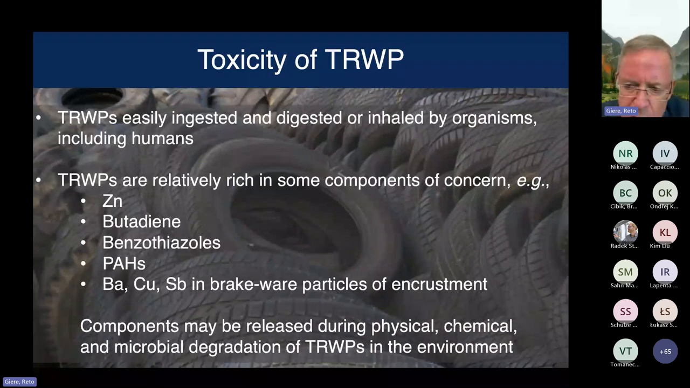And the release of these components of the tire particles is due to physical, chemical, or microbial degradation of the particles in the environment, including UV degradation of the tire particles. So upon degradation of these particles, we can release these chemical elements, which means they are available in the environment, or their transformation products. For example, benzothiazoles in the environment are transformed relatively easily into other chemicals, which again may be toxic.